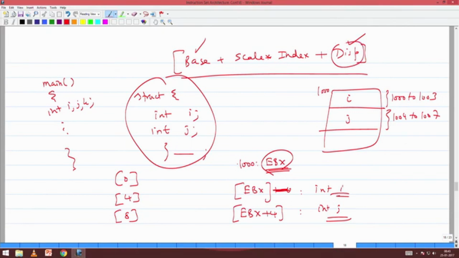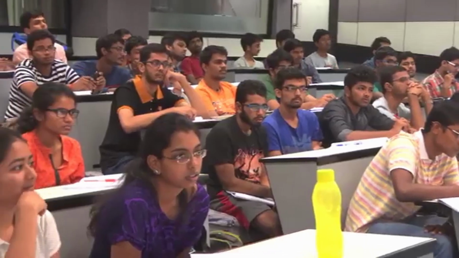So, we have seen just displacement, just base, base plus displacement. Now, let us talk about scale, index, etc. Where do I use base plus scale into index plus displacement? Can you give me some interesting things? Array of structures, or a structure in which there is an array. Both of these are okay. Now, more than that, why do I want the scale and scale into index?